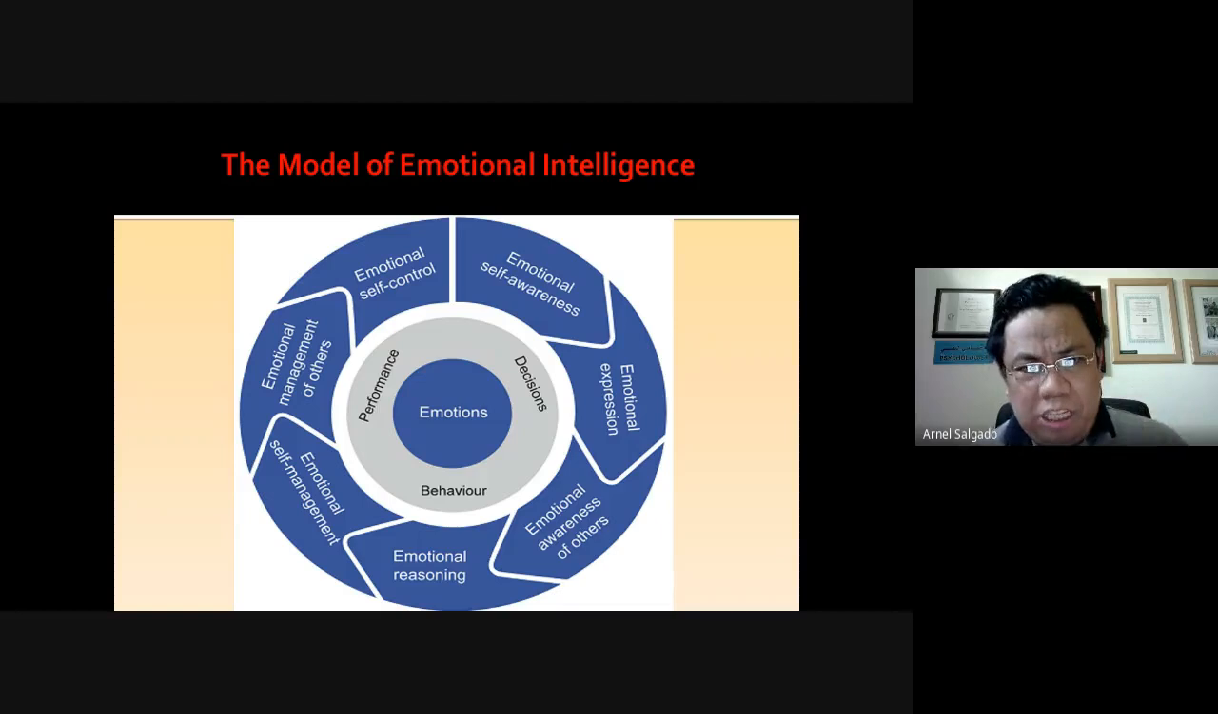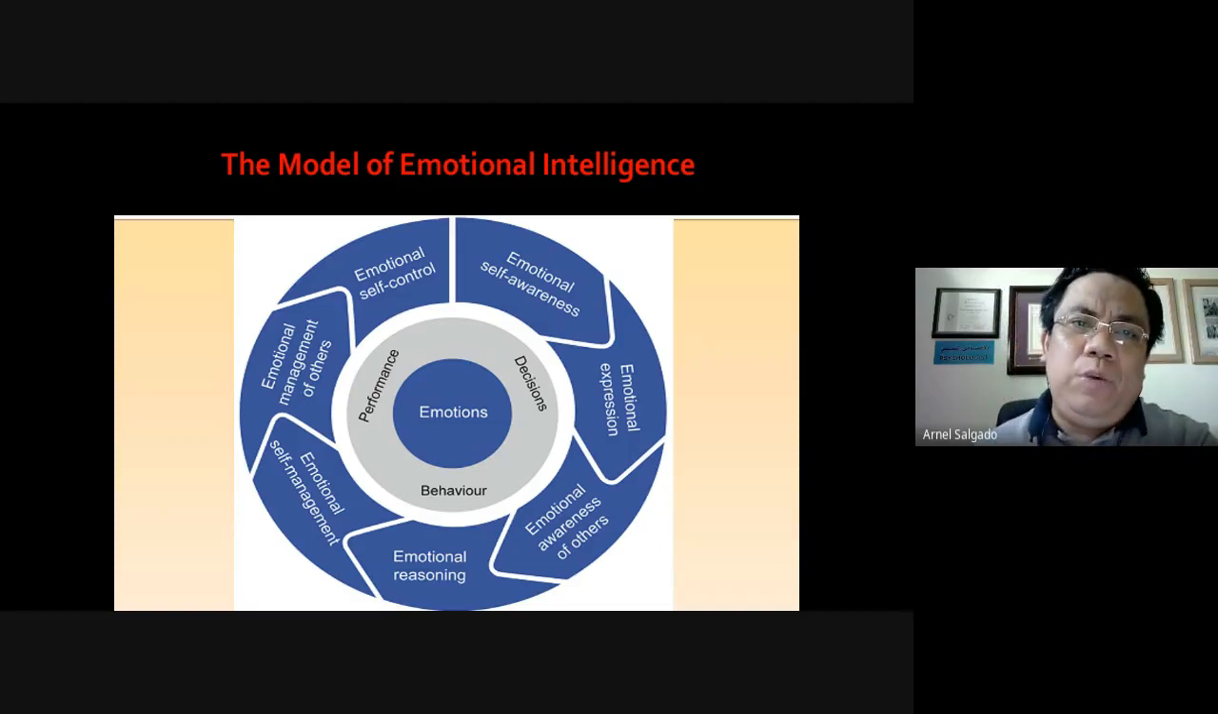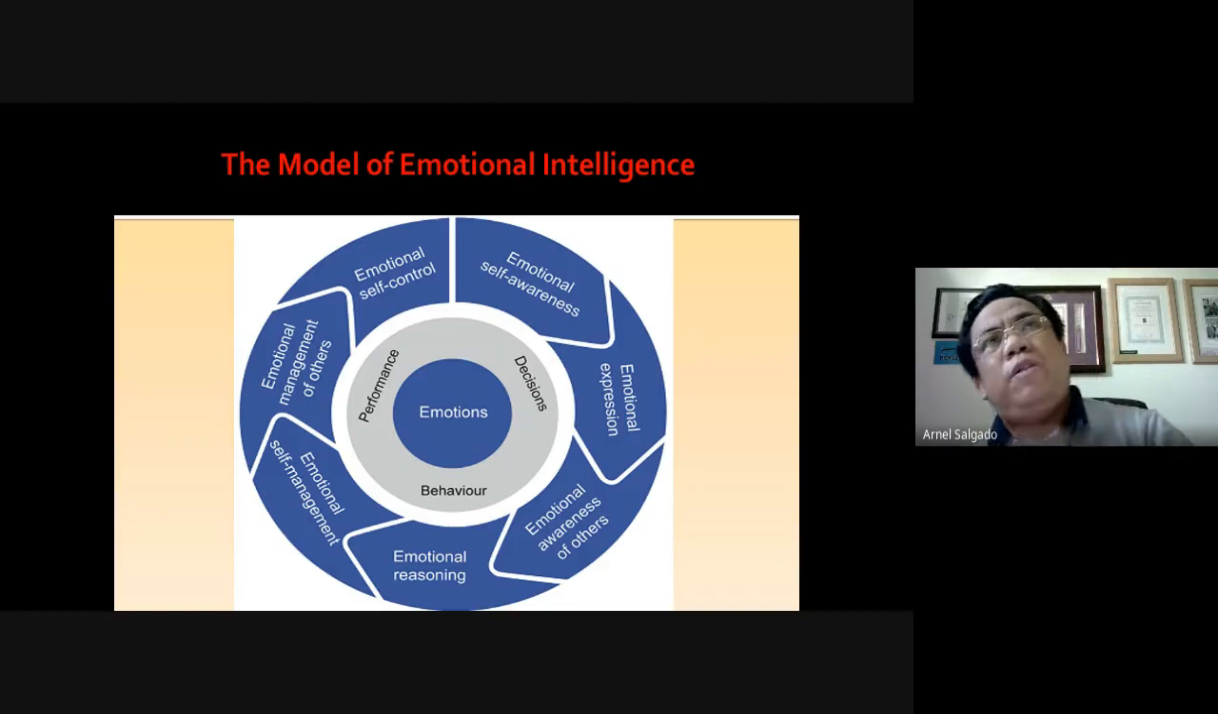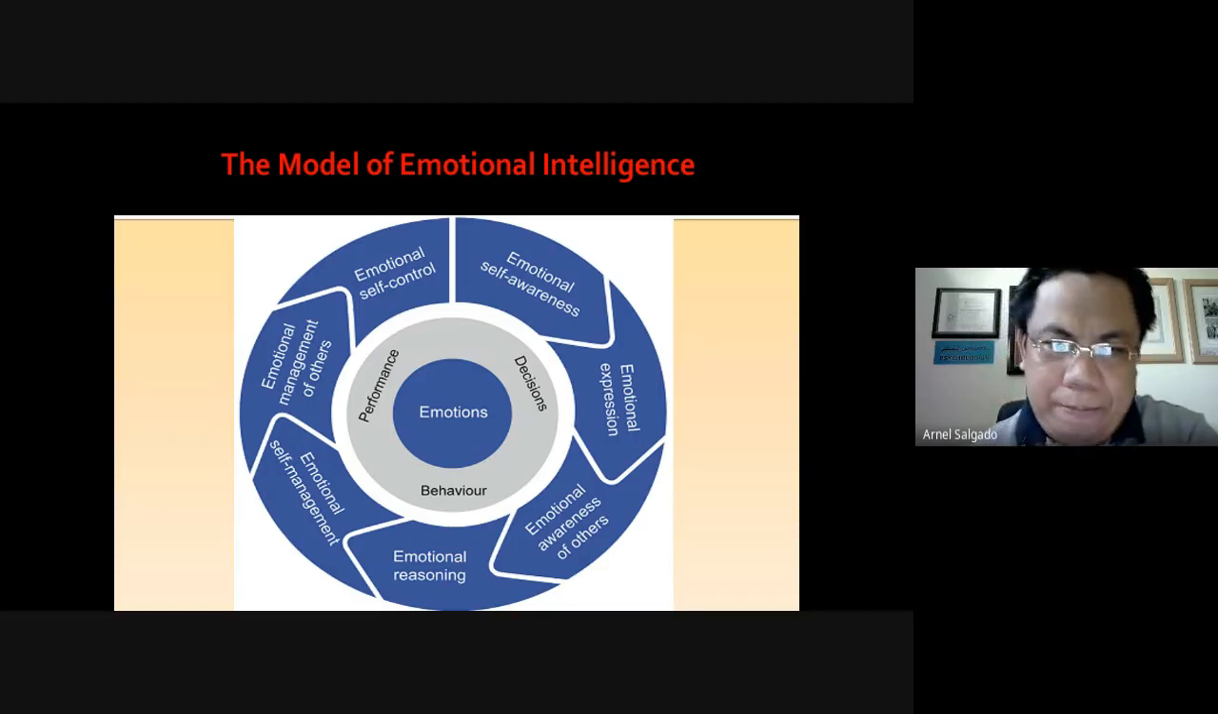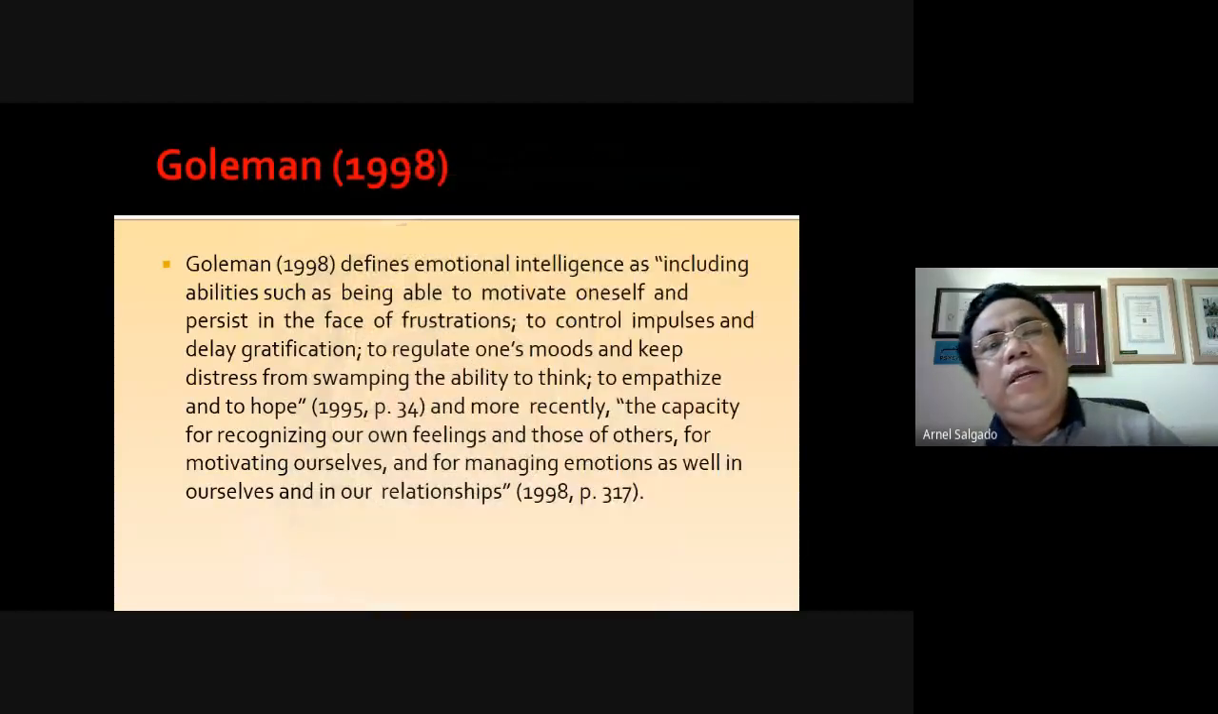We try to nourish it, nurture that, so that we can be useful to ourselves and we can be useful to others. We can help others also. The moment we can actually connect with other people, then we can actually help them. So in that case, you will be able to utilize your own emotion to benefit others. That spells success.